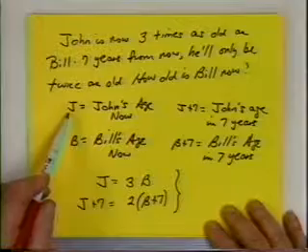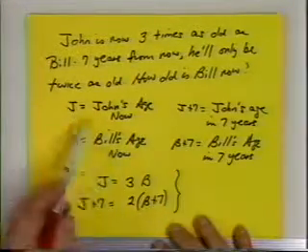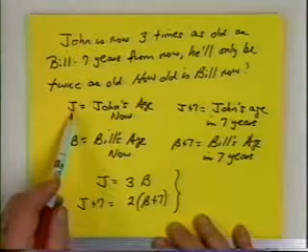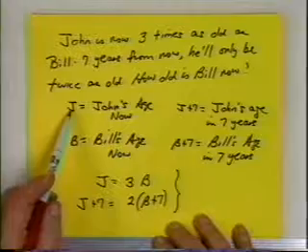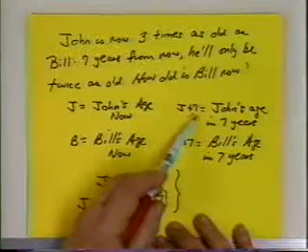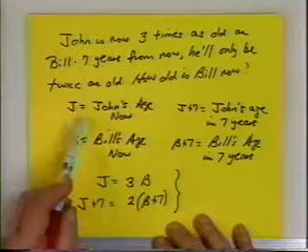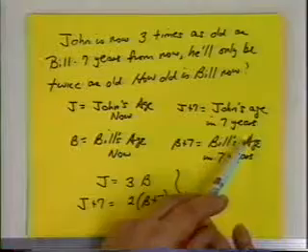Now, if John's age now is J, how old is he going to be in 7 years? Just add 7 years on to whatever age he is now. So if he was 6 now, he'd be 13. Well, we don't know how old he is now. It's just J. We add 7 on to J. That's written as J plus 7. In other words, if J stands for John's age now, J plus 7 stands for John's age in 7 years.